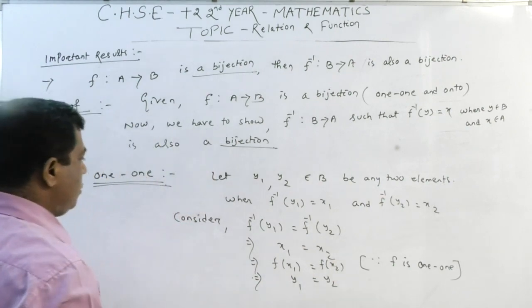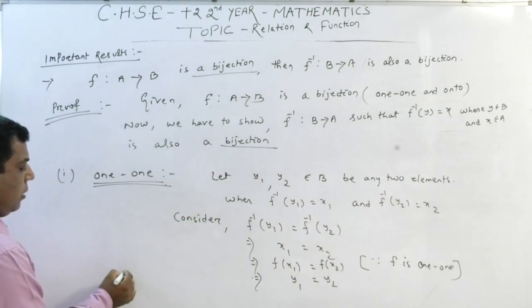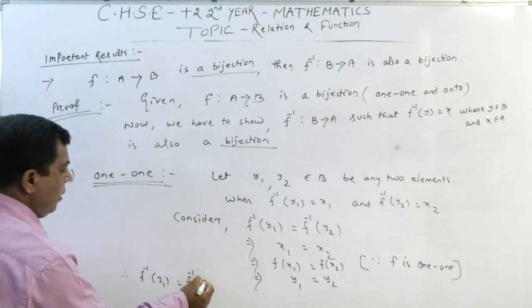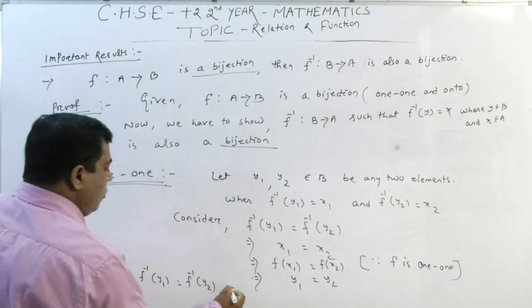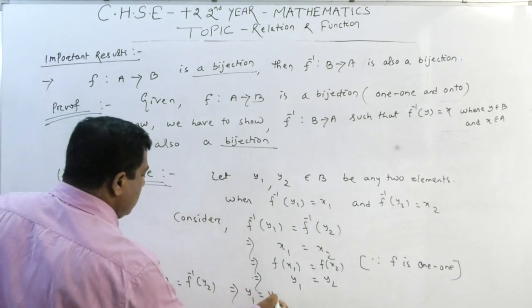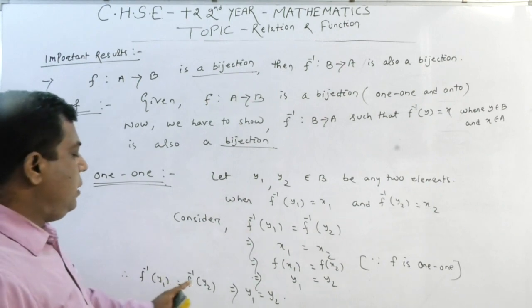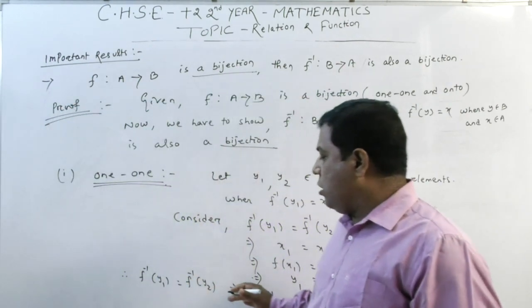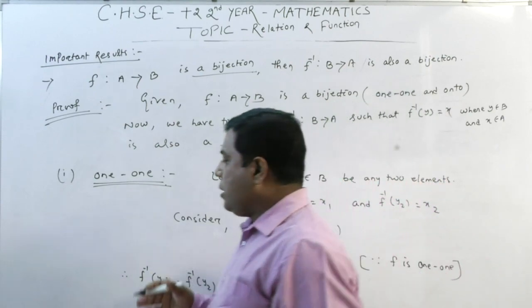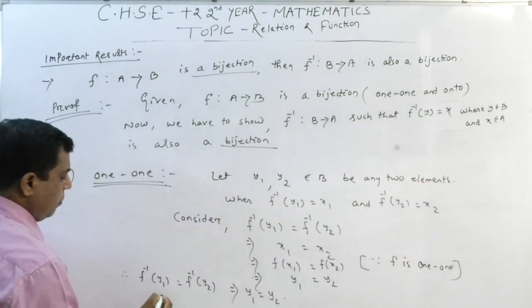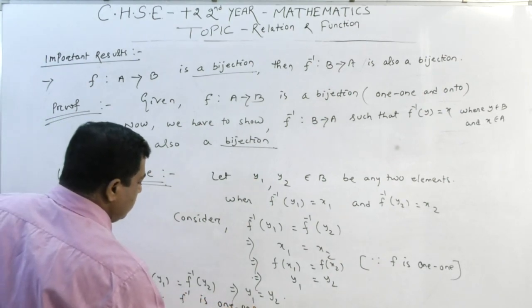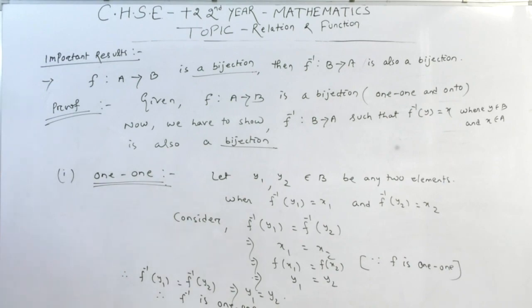So you see, my dear students, what we take: f inverse of y1 equal to f inverse of y2, and we obtained y1 is equal to y2. So if the images are equal, the original elements are also equal. So this is the condition of 1-1. Therefore, f inverse is 1-1 in nature. Okay, so we can say f inverse is 1-1.